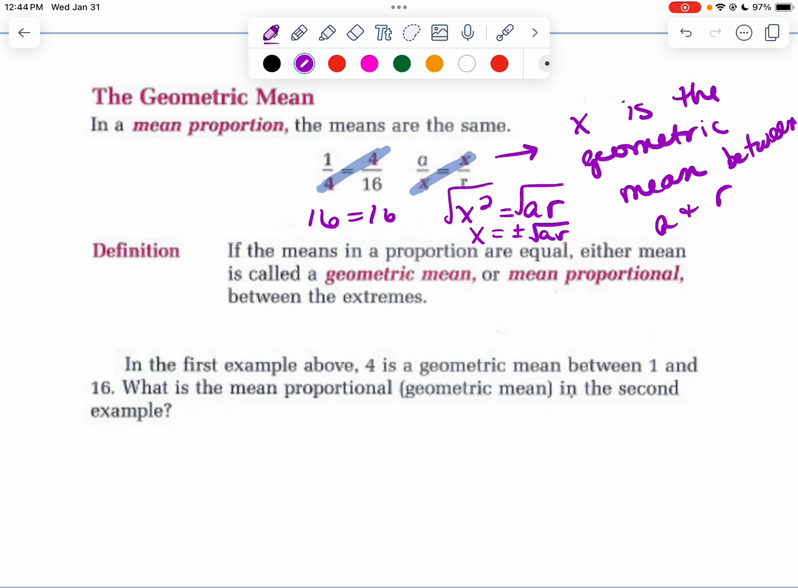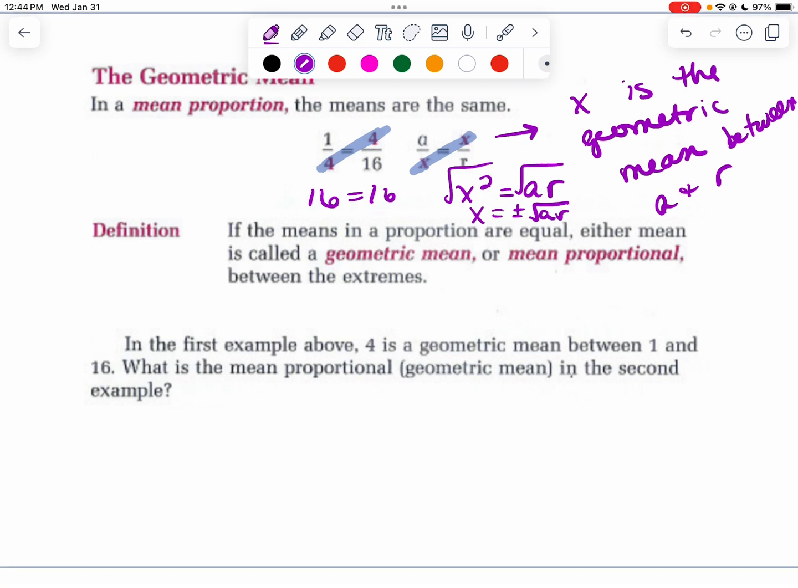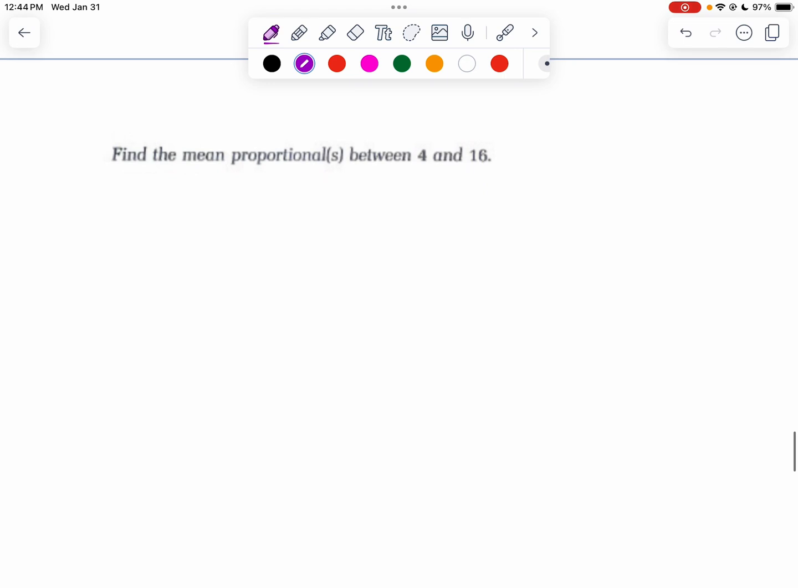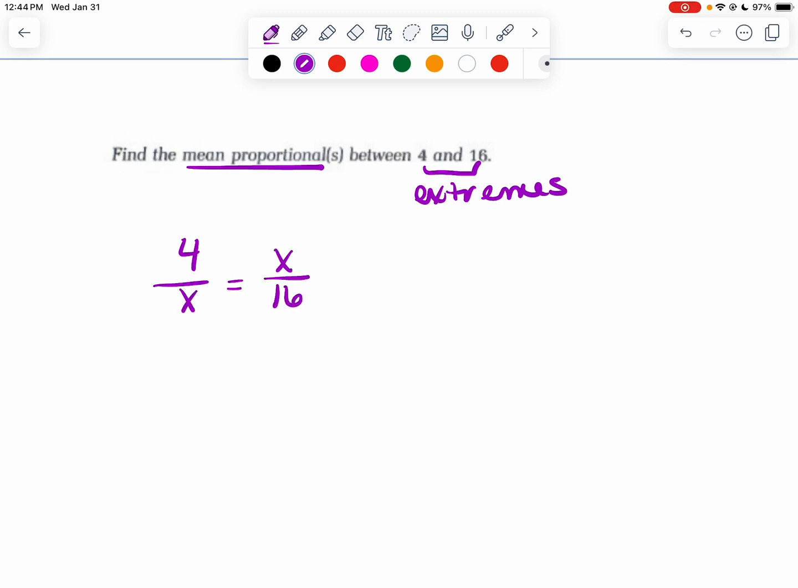So if the means in a proportion are equal, either mean is called a geometric mean or mean proportional between the extremes. Now it says, find the mean proportionals between 4 and 16. We're looking for the mean proportionals, which means that these are the extremes. So we're going to do 4 over x equals x over 16. Again, when we're looking for the mean proportionals, we don't know these.